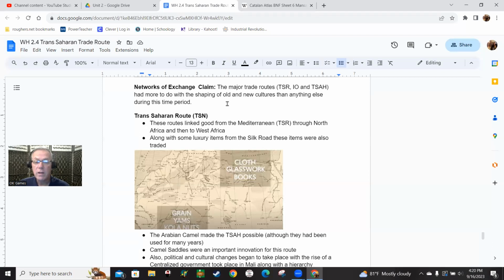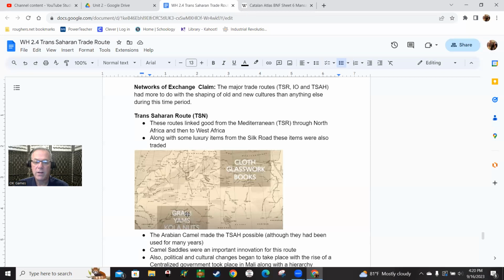You're going to have some luxury goods from the Silk Road trickling down here, but not that many, and they're exceptionally expensive. So if you're getting cloth, or textiles, glasswork, silk, the spices, the books all the way from China, which would be over here, well, it's going to be really expensive when it gets here.